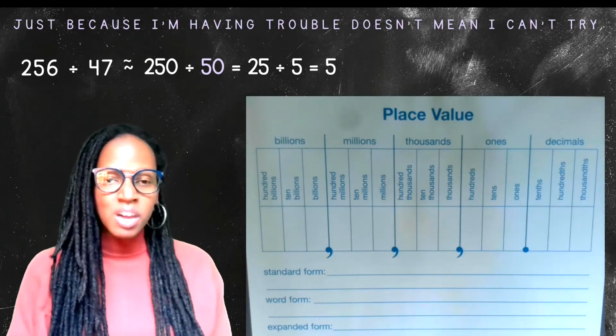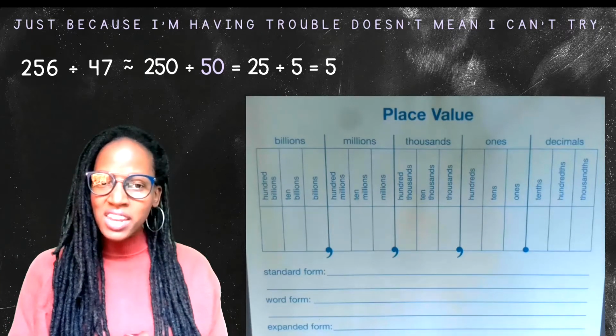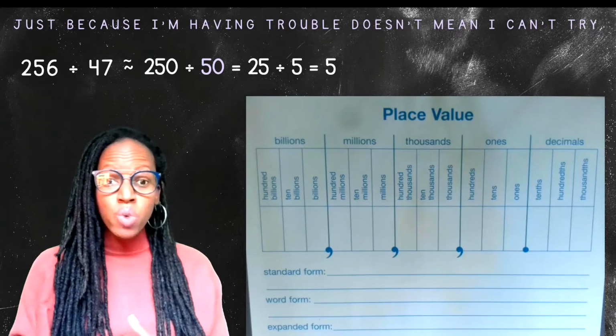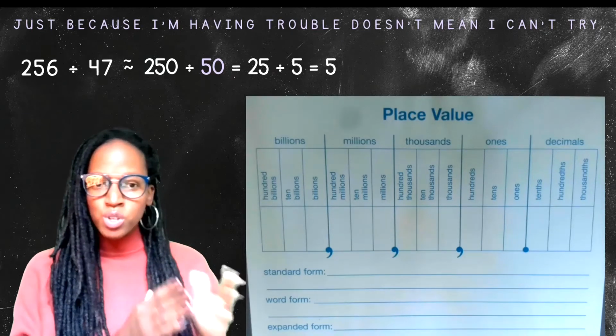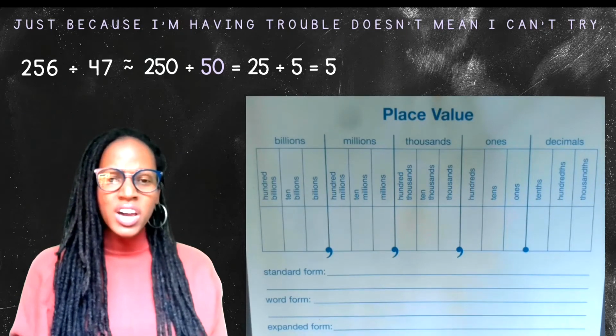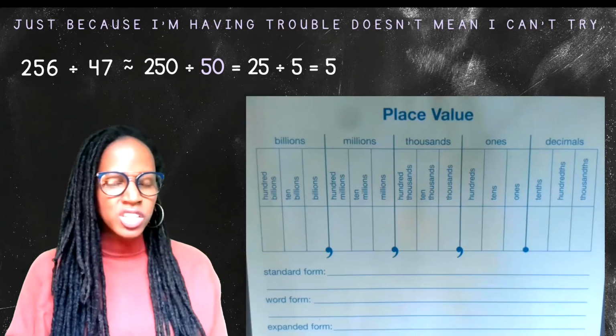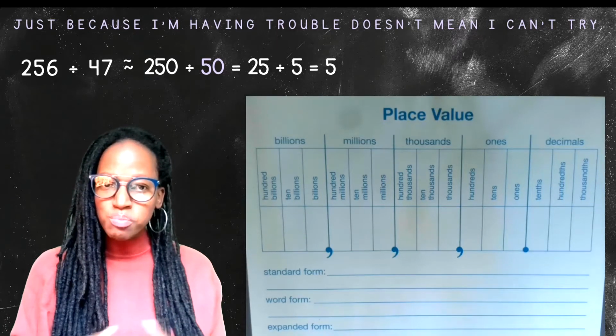So our first example is 256 divided by 47. And what I like to do, just like we did with multiplication, is go ahead and estimate, do a mental estimation of what my quotient should be.